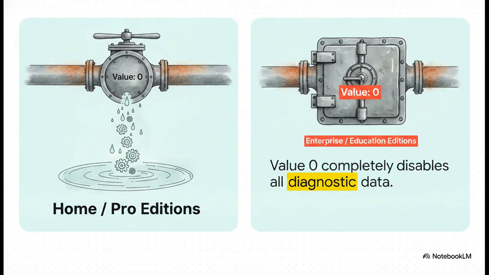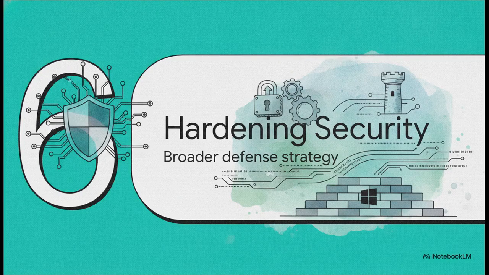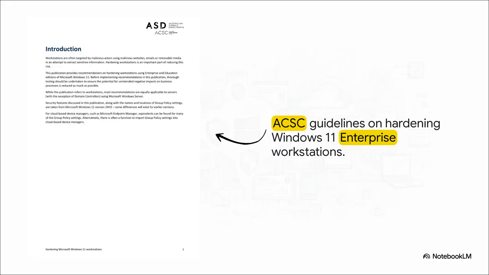However, Enterprise and Education editions have the exclusive, hard-coded capability to actually honor that 0 value by shutting data flow off completely. For them, 0 literally means 0. This gives enterprise administrators the ultimate granular leverage over data collection. Finally, Section 6. Hardening workstation security. Building a broader defense. Managing telemetry is really just one piece of the puzzle. Let's see how this builds into a much broader, comprehensive strategy.